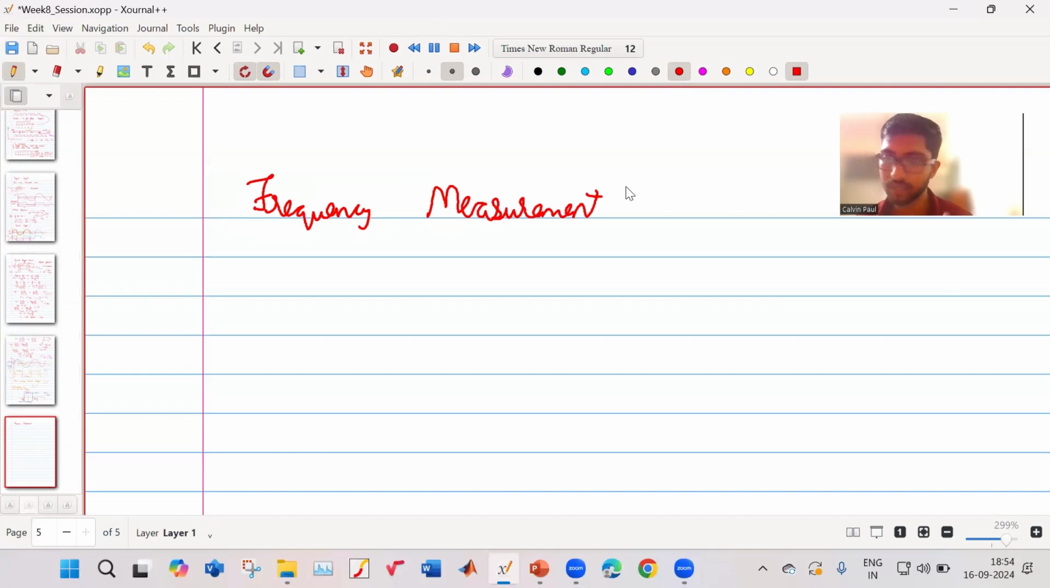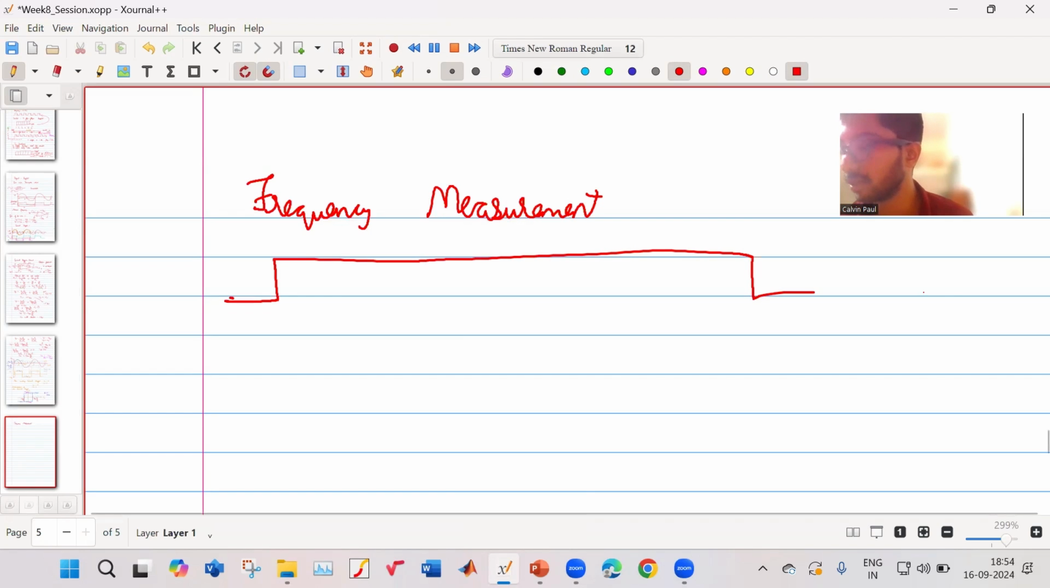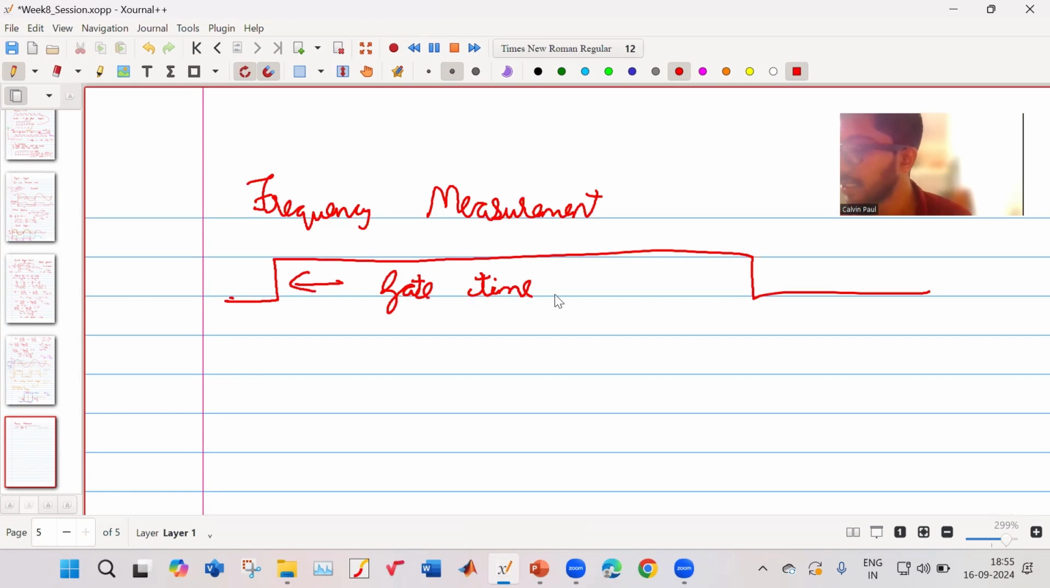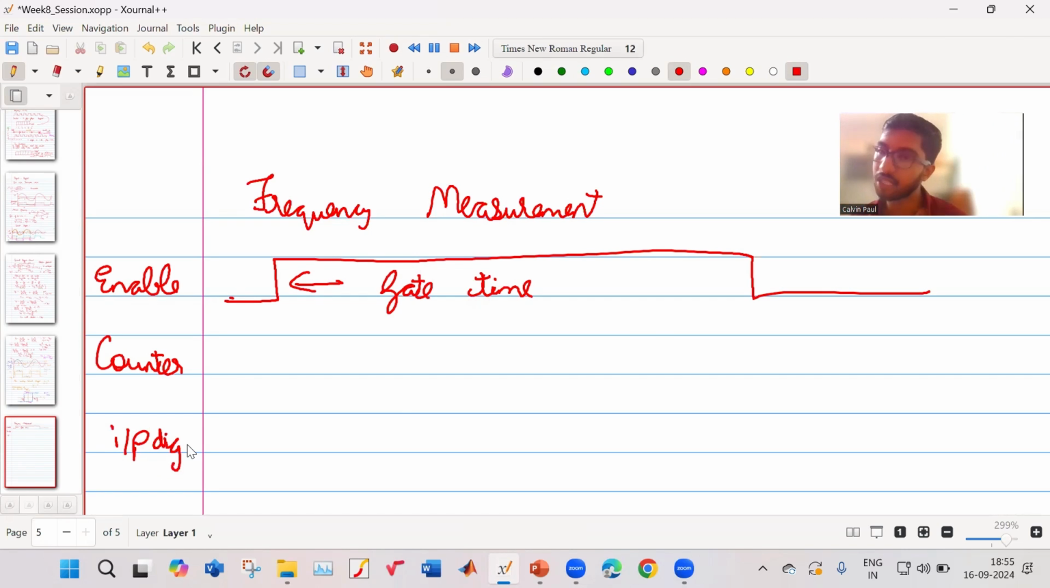So what do we do in frequency measurement? We have some time period, which is known as my gate time. This is my enable signal sort of for my counter. We have a counter. And we have an input digital signal. If it was an analog or a sine wave or some other way, we convert it into a digital signal.